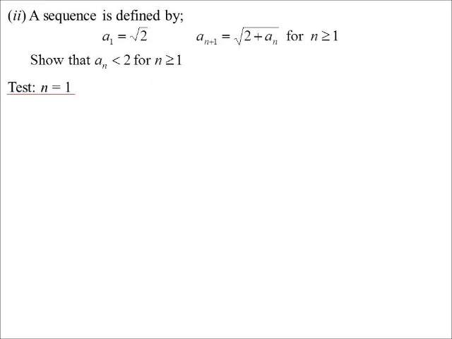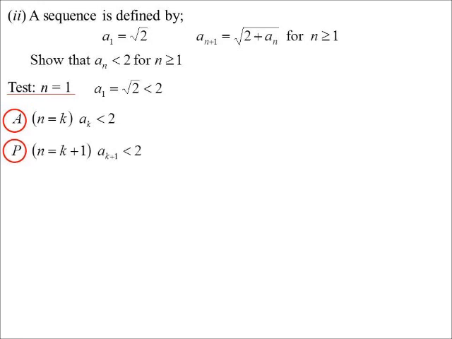So test for 1. Well, they told us the first term is the square root of 2, and square root of 2 is, of course, less than 2. So I'm going to assume that the kth term is less than 2. I want to prove the k plus 1th term is less than 2. Now, I can use my recurrence formula. Remember, this is not what we're trying to prove. This is given to us. That's a fact. So I can use that.